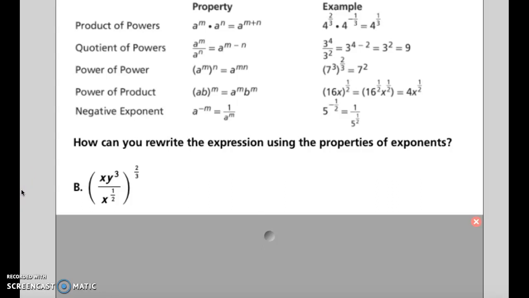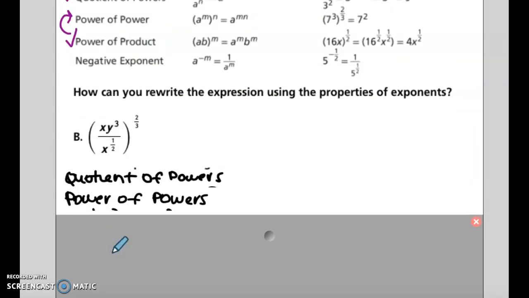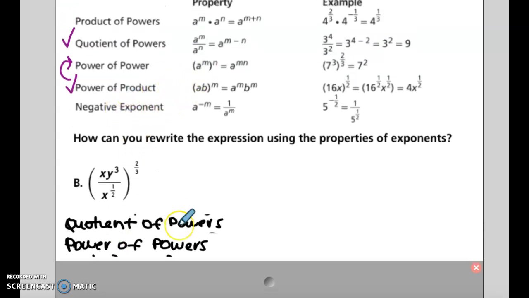So what's the first thing we notice? First thing I notice is I have x's in my numerator and my denominator. So I know quotient of powers is going to come into play. Another thing I notice is I have this big parenthesis with an exponent outside of it. So I'm going to need to use power of a product and distribute that 2/3 at some point into everything in the parentheses. Which means then I need to remember when I do that, my exponents use multiplication. Okay, so let's see what we have. Quotient of powers, powers of powers, and power of a product there too.